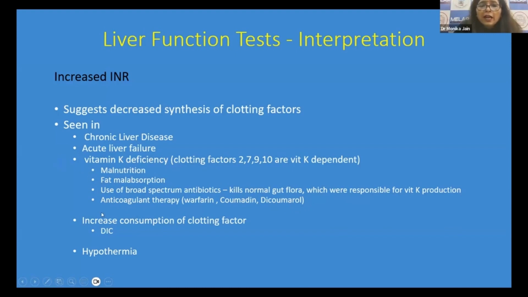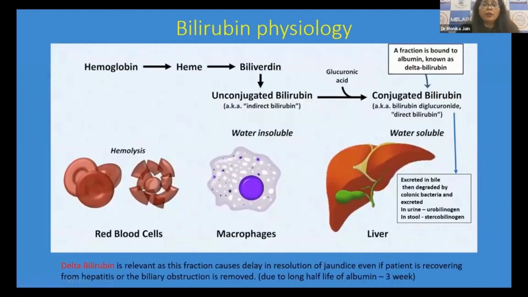Increased consumption, as we know that DIC is a condition in which the clotting factors are consumed, can lead to an increase in INR, and even hypothermia, a condition in which the body temperature decreases, can falsely give a high INR reading. Next comes the bilirubin physiology. We all know how the RBCs are hemolyzed.